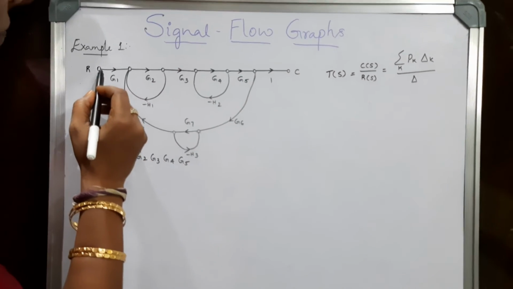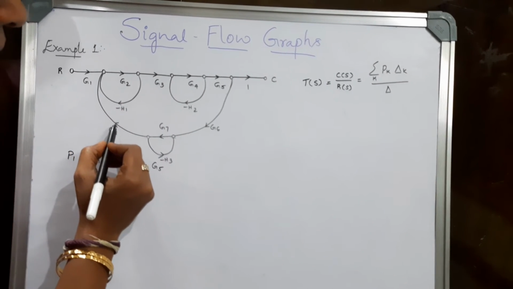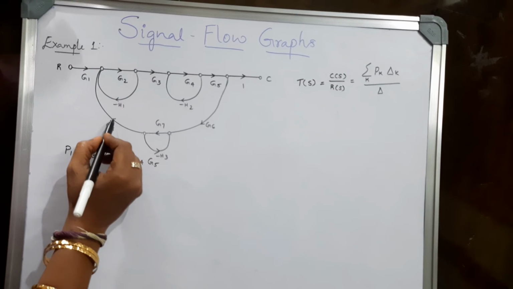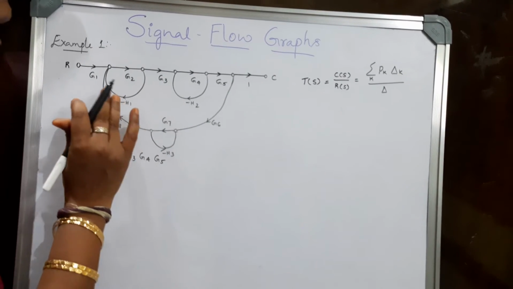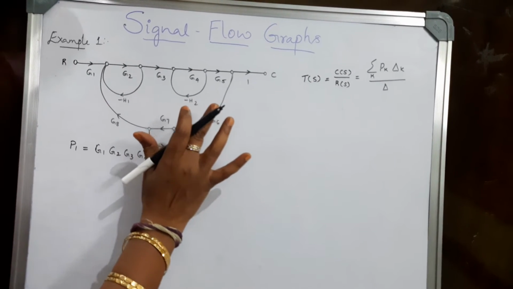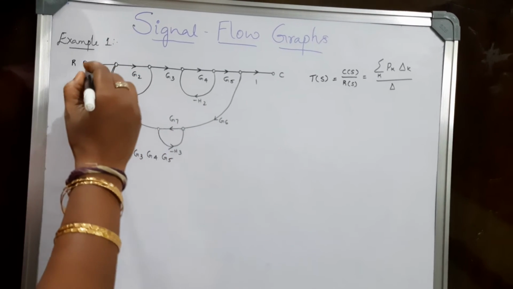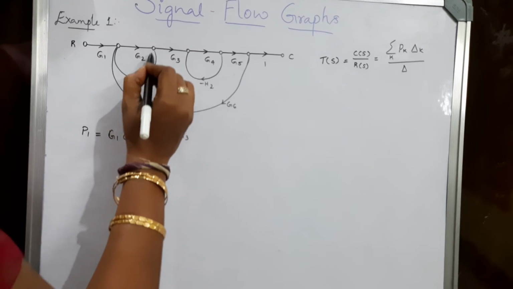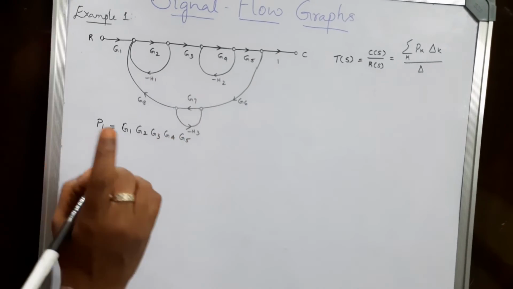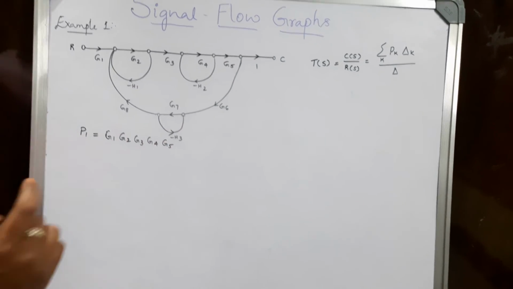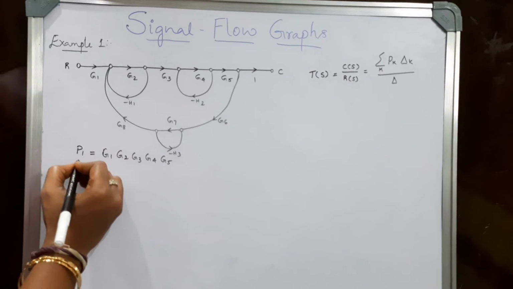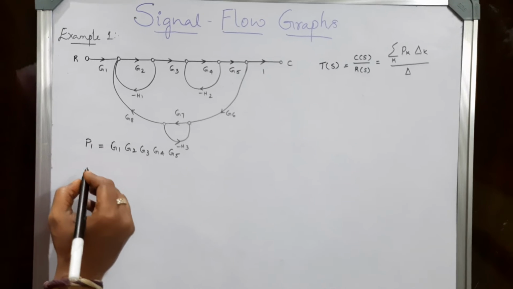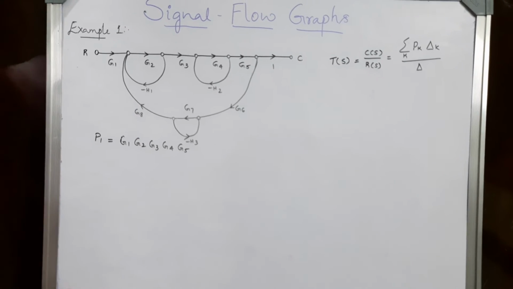Next, let's see whether we have another path or not. Obviously this cannot be a forward path because the direction of the arrow is in the opposite direction, so I can't consider this to be a path here. Now you consider this, even this cannot be, so there is only one path in this, with path being P1, which is G1, G2, G3, G4 and G5. Next is to find out the number of loops here.